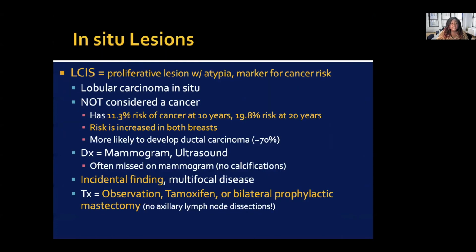In situ lesions. LCIS, or lobular carcinoma in situ, is a proliferative lesion with atypia, and it's a marker for breast cancer risk. It's not considered a cancer itself.